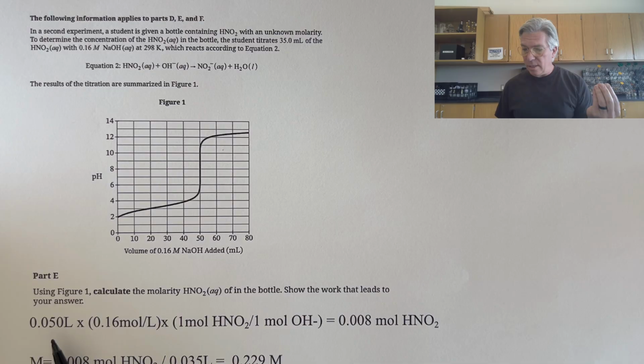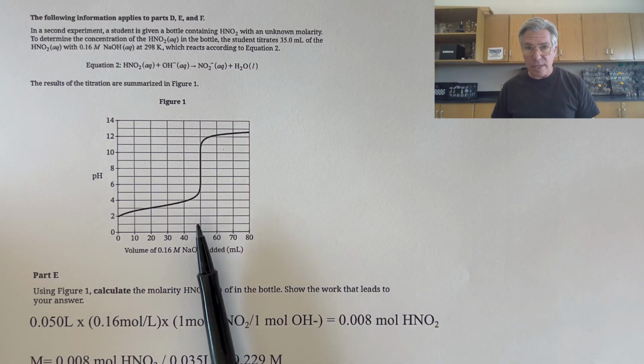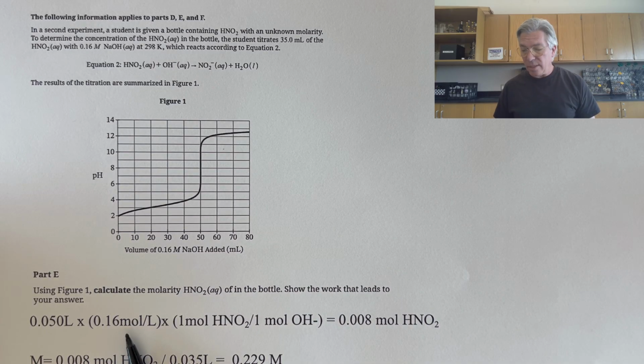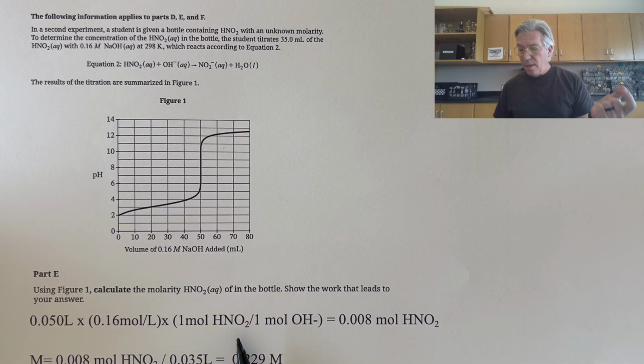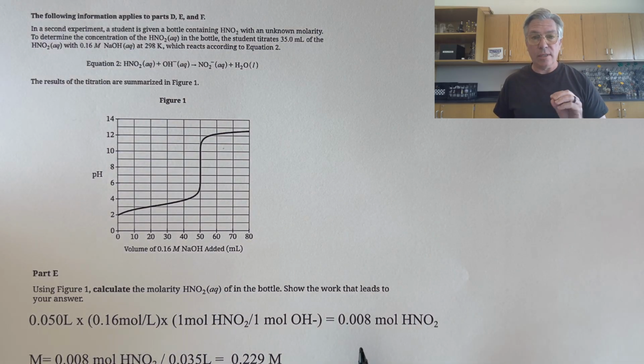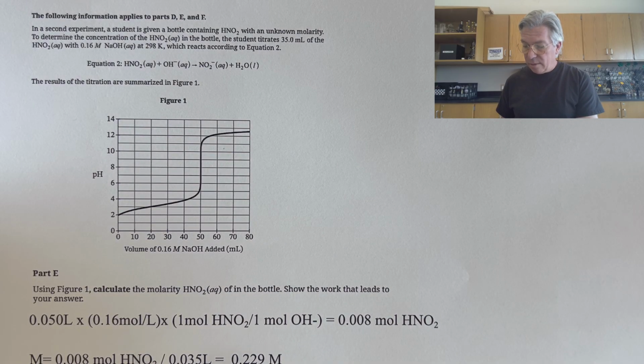So I'm going to start with the 50 milliliters of NaOH. That's what was used. Times 0.16 moles per liter. That'll get me the number of moles of NaOH that was used, or moles of OH. And then I know that it's a 1-to-1 ratio, 1 OH, 1 HNO2, which tells me that 0.008 moles of HNO2 is neutralized here. That 0.008 moles was in 0.035 liters for a final molarity of 0.229 moles per liter HNO2.